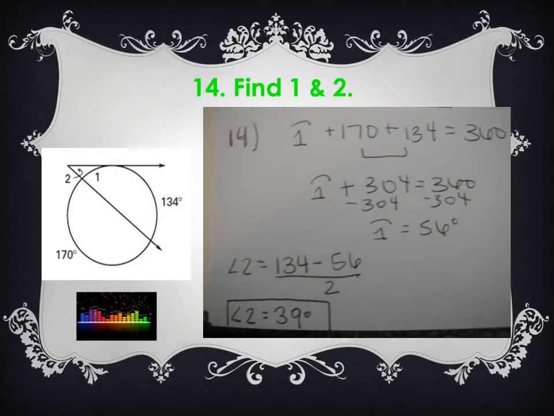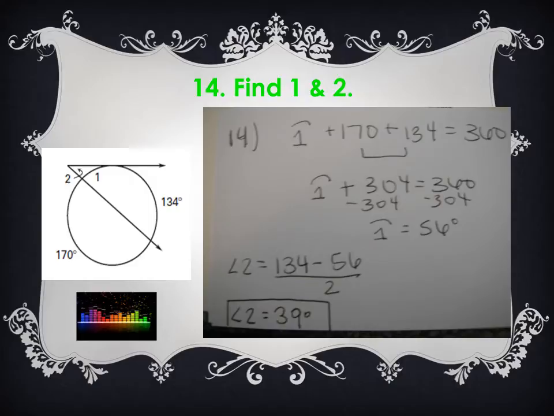This problem wants us to find the angle marked 2 and the arc that is marked 1. Let's look at the angle first. That angle has a vertex that is outside the circle. Therefore, we're going to use the formula angle equals far arc minus near arc over 2. 134 degrees represents the measure of our far arc, and arc 1 represents our near arc. We need to find that near arc before we can solve for the angle.